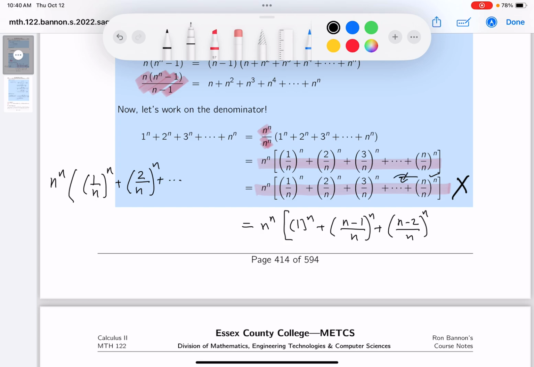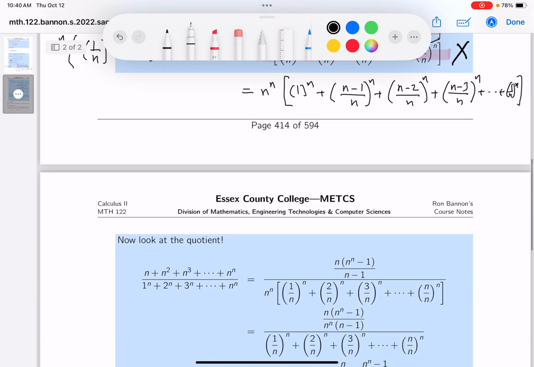I'm just going backwards. I'm going in this direction now. Plus n minus 3 over n to the n. Plus, I think you get the idea. It keeps going on until I get to that last guy, which would be plus 1 over n to the n. All right? So I want to say that it kind of looks strange to me, but I'm going to keep writing it. N to the n. And I see 1 to the n. And the next thing I'm seeing is 1 minus 1 over n to the n.